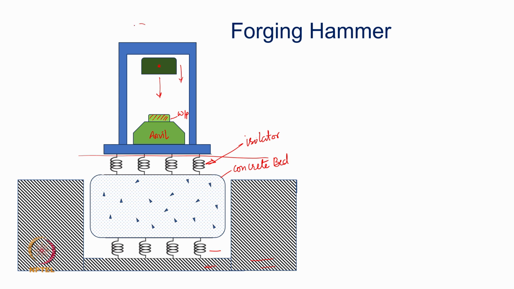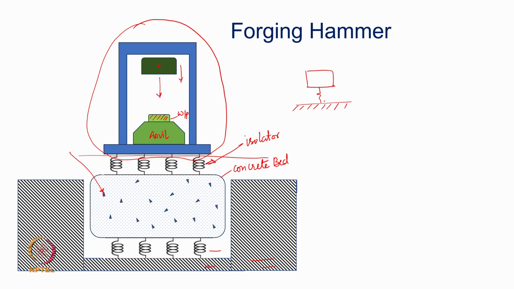Based on the relative masses of the hammer and that of the concrete bed, you can model this either as a single degree of freedom system or a 2 degree of freedom system. Either, assuming that the concrete bed is heavy enough and large enough, I can model this hammer to be a simple spring mass system like that.